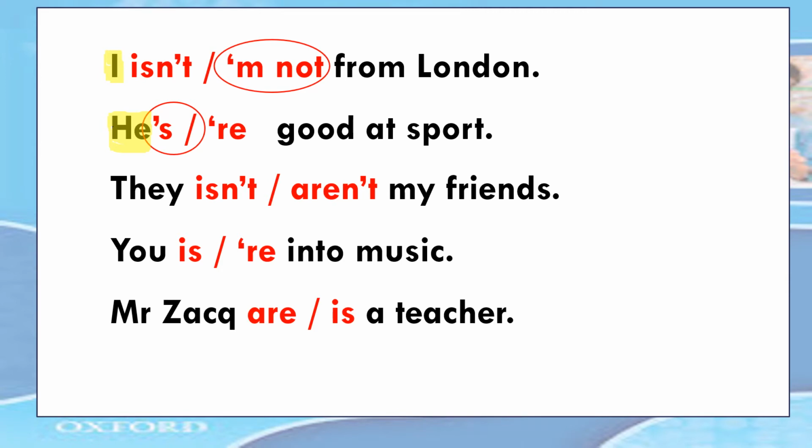Let's look at number 3. Let's look at the word they. The pronoun they means that there are many people. When we use the pronoun they, the verb to be should be aren't. They aren't my friends because when we use the pronoun they, the answer should be are or aren't.